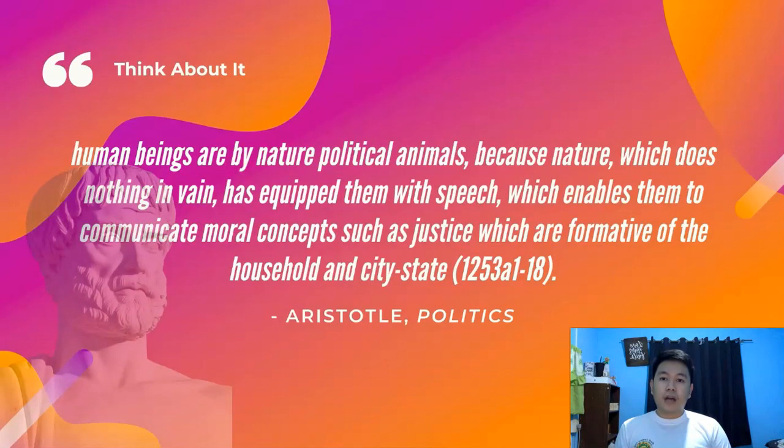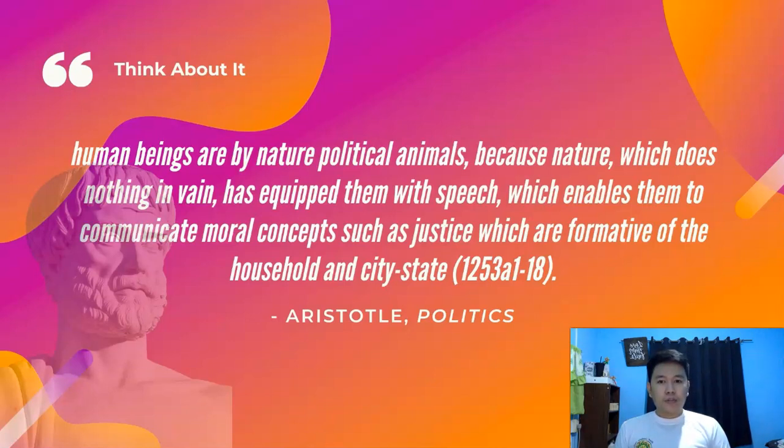According to the Greek philosopher Aristotle, which we studied already, human beings are by nature political animals, or zoon politikon, because nature, which does nothing in vain, has equipped them with speech, which enables them to communicate moral concepts, such as justice, which are formative of the household and the city-state. This was derived from the book he wrote entitled Politics.